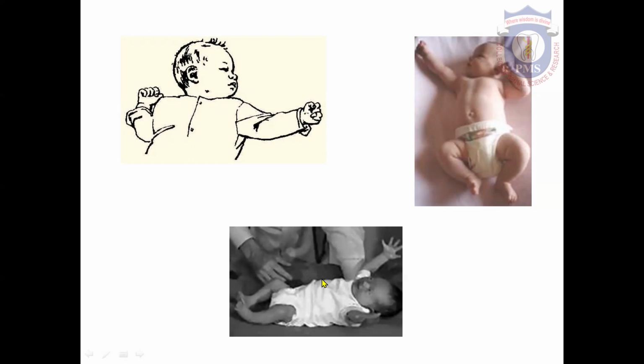The second one is the startle reflex. If you hear a sudden voice or sudden noise or something like that, the child will get scared. Or when you are holding the baby and you suddenly place the baby onto the bed, this particular reflex is what you can see, that is the startle reflex. Both the arms will get extended and the back will also arch. So that is the startle reflex that you can see in these children.